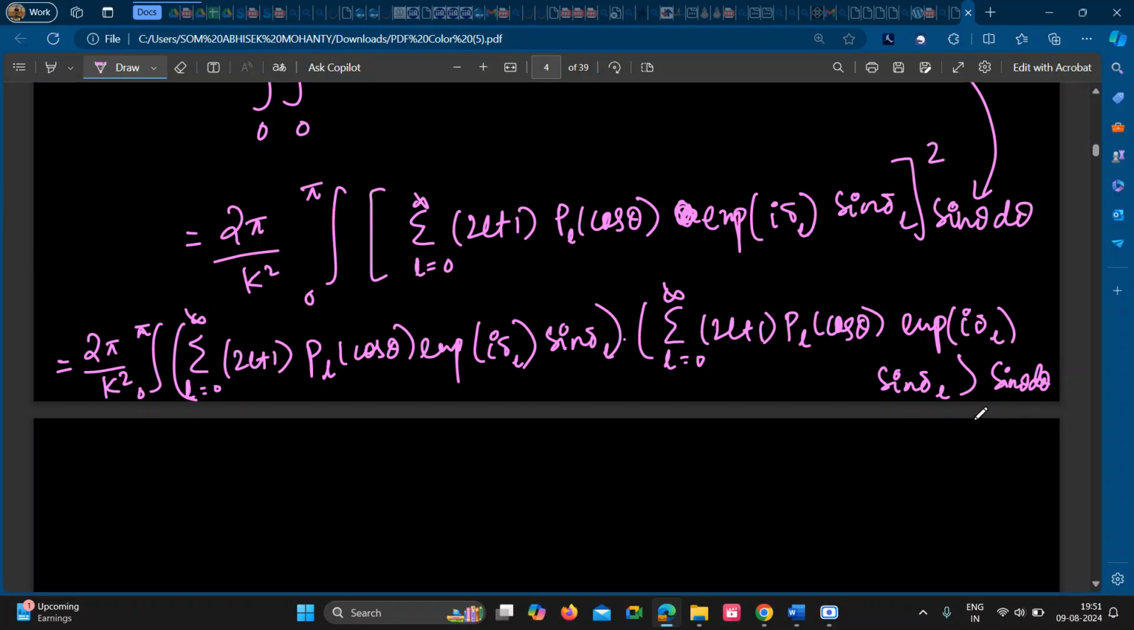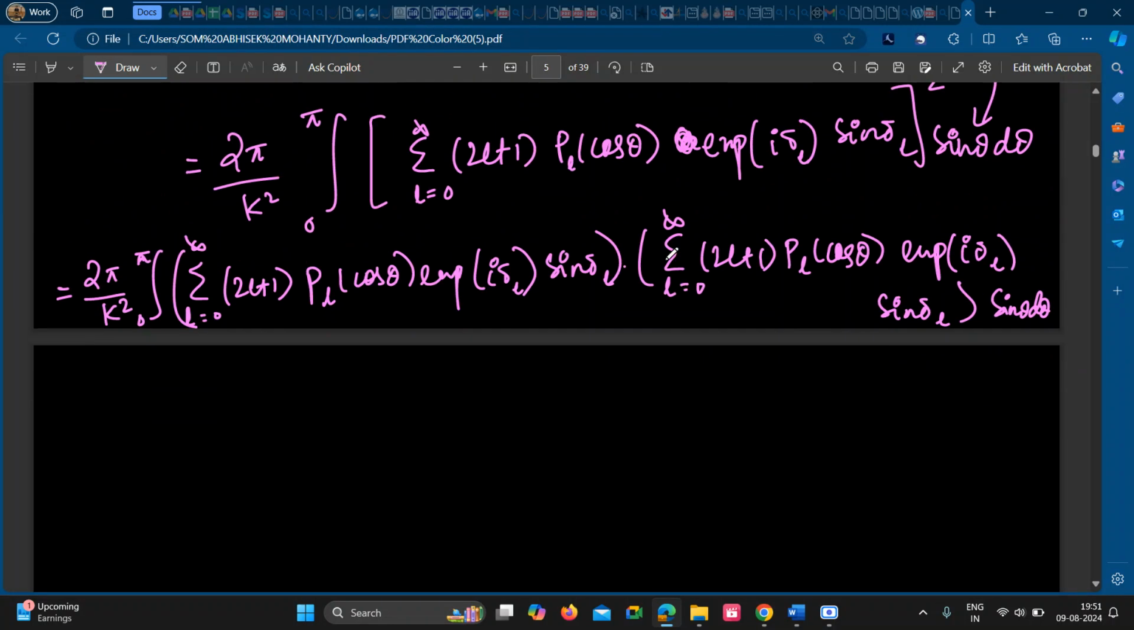Now see, there is a summation L 0 to infinity, so I can change it to L dash and everything will become L dash. It will be the same thing, isn't it? If I change the summation index, everything will change, and it is exactly the same thing. So there is nothing to worry about. Why did I do it? Because there are two Legendre polynomials inside, so I have to do something about it.